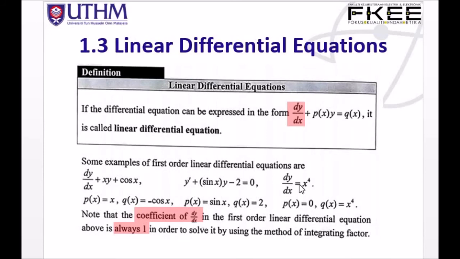And then if you have dy/dx equal to x to the power of 4, this means P(x)y. Do you have any y here? No y. So we assume that P(x) is 0. Then Q(x) is at the right hand side, so Q(x) is x to the power of 4.